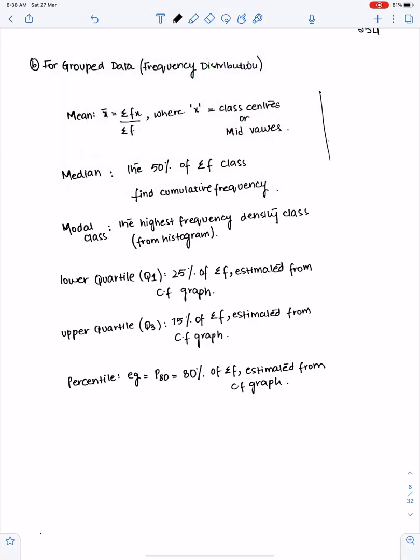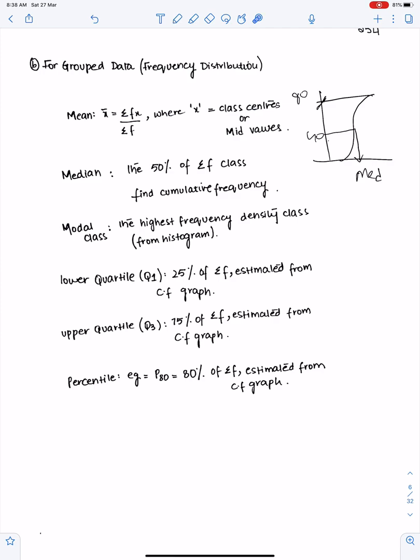What if this is the cumulative frequency curve? You just need to take 50% of this number. Let's suppose this number is 80. So this is the median. Median is the 50% of total frequency's corresponding value. 50% is 40 and the 40th corresponding value is median. So this is median.